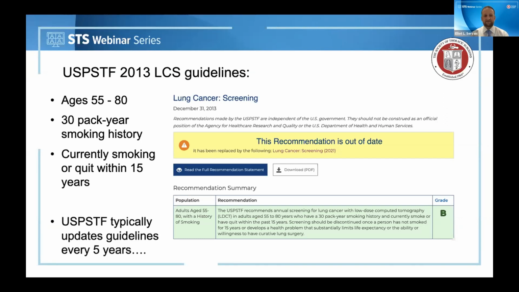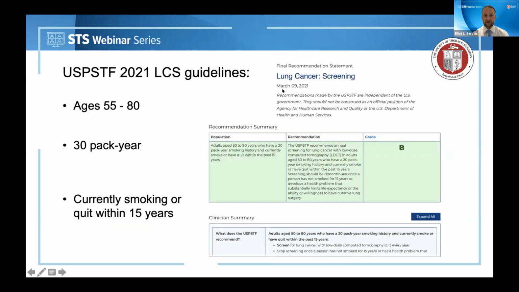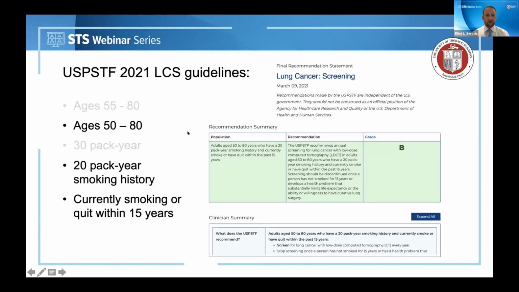Now, the USPSTF typically updates guidelines every 5 years. Nevertheless, we have all been anxiously awaiting the updated guidelines, which were released just in March of 2021. And the changes were notably that the age was dropped from 55 to 50, but there still was an upper limit of 80. And the 30-pack year requirement was changed to a 20-pack year requirement. Again, importantly, patients for the USPSTF guidelines need to be current smokers or have quit within 15 years.